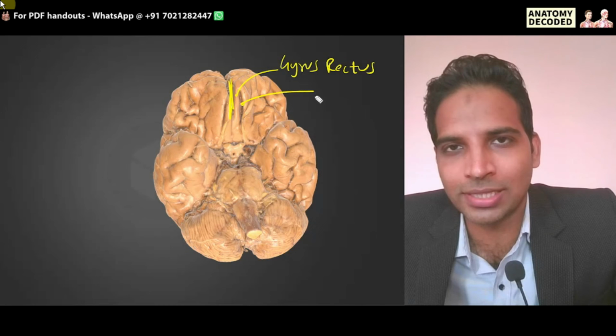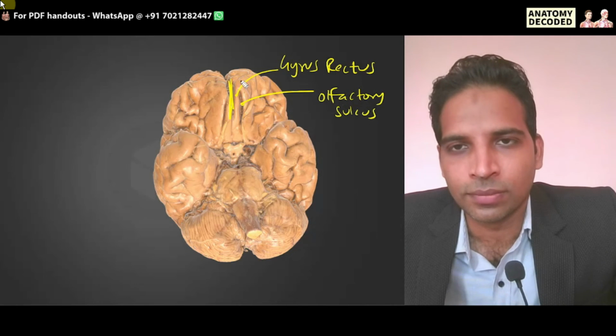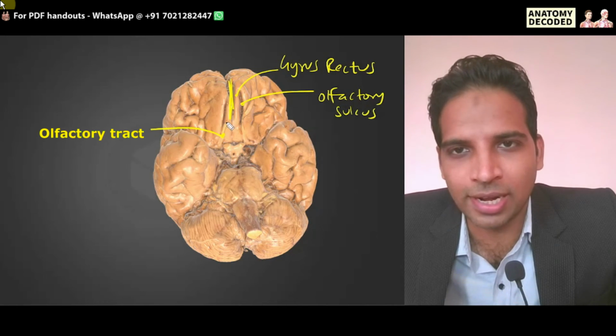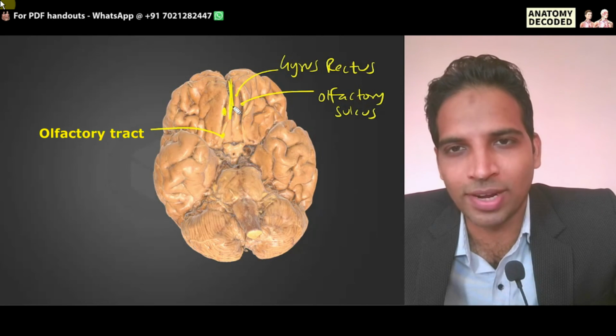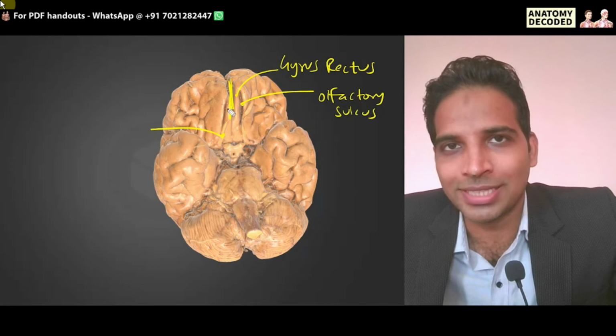The sulcus lateral to it is referred to as the olfactory sulcus, which lodges the olfactory tract. Okay, this is the olfactory tract. Anteriorly there will be one bulged part called the olfactory bulb. Then lateral to it, this surface, everyone knows, is the orbital surface.